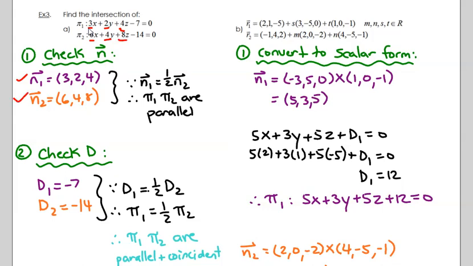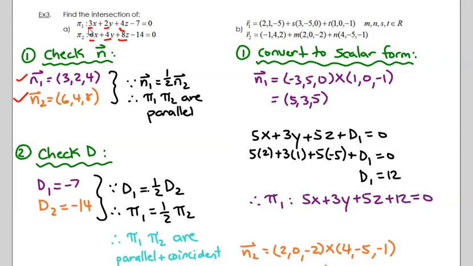Oh, okay. It just looks like the first one is half as big as the second one, right? Because we can divide the second one by 2, which is a scalar, and we'll get the first normal. That means that they're parallel. And so we have case 1 or case 2: they're either parallel and distinct or parallel and coincident.